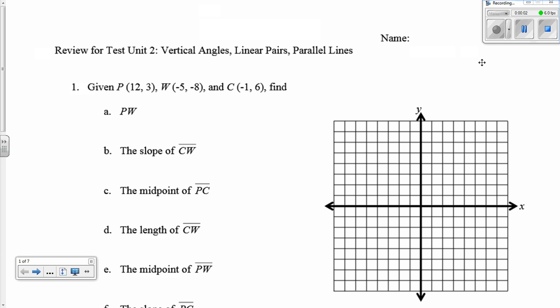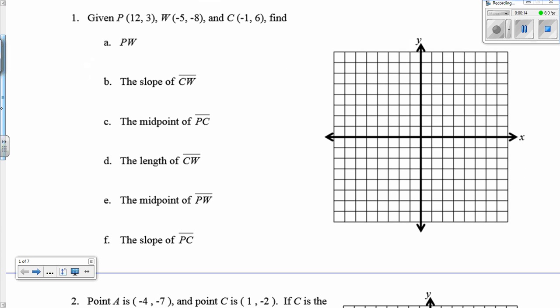All right, so this is the review for test unit 2: vertical angles, linear pairs, and parallel lines. To start off, we have a review from unit 1, just to make sure we are all keeping everything together and remembering our stuff. So I'm going to use the graph, or not, because we're out of space. So I'm going to do it by hand this time.